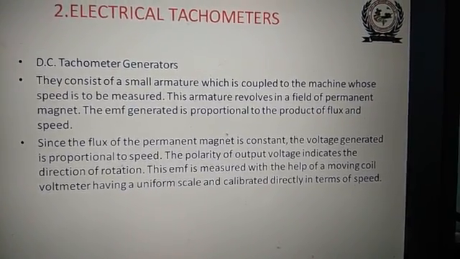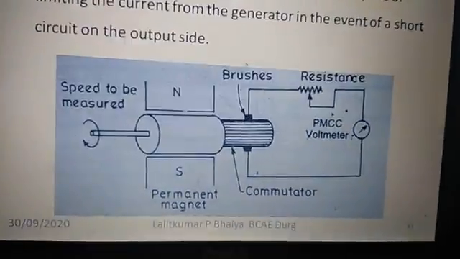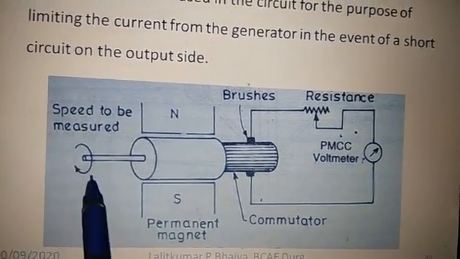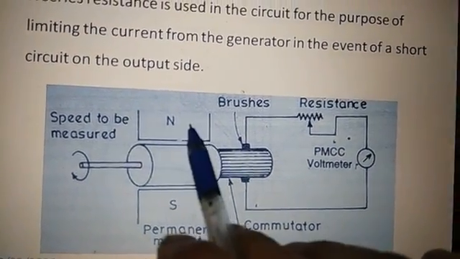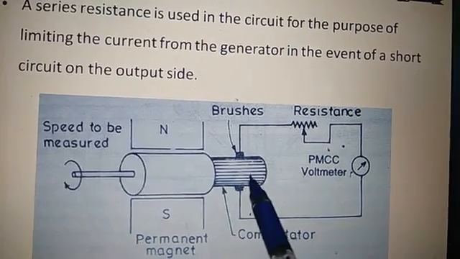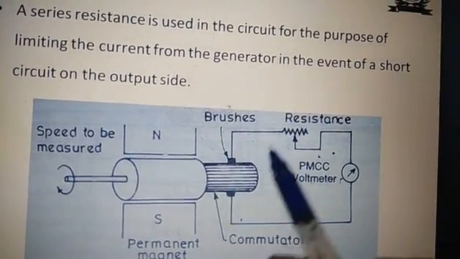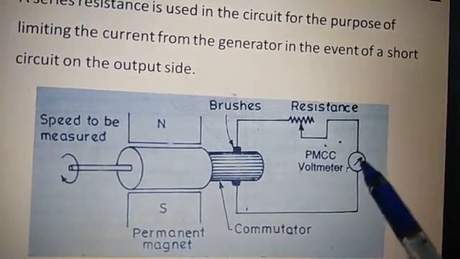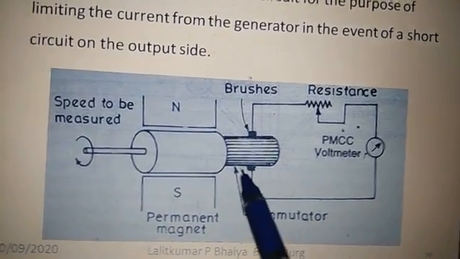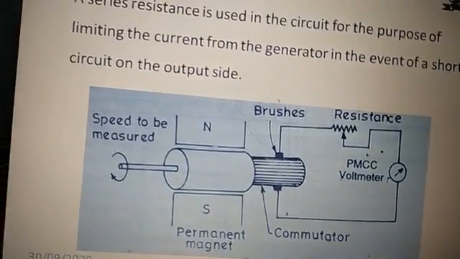DC tachometer generators. You can see the diagram here. This is the speed to be measured. This is the north pole, this is the south pole, and these are the brushes. These two are the brushes, and this is a resistance, and this is a PMMC voltmeter. This is the motor's commutator, and this is the permanent magnet.